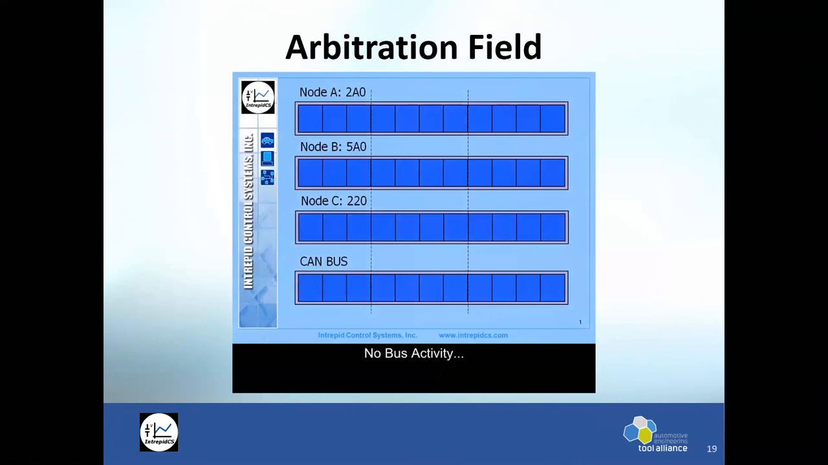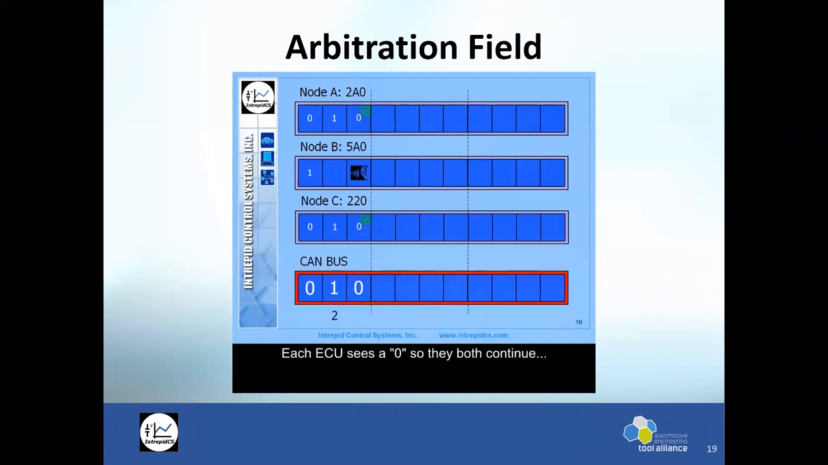So we start out with no bus activity. Now all 3 nodes transmit at the same time. You can see right off the bat, node B put out a 1, but the dominant 0 overrode that 1. All these nodes, when they're transmitting, are reading the bus back. So now node B goes into listen-only mode. It lost arbitration on the first bit. Then the next bit was sent out by A and C, and they both happen to be 1, which is recessive, so a 1 will stay on the bus. On the third bit, they both transmit a 0, so a 0 and a 0 is a 0.